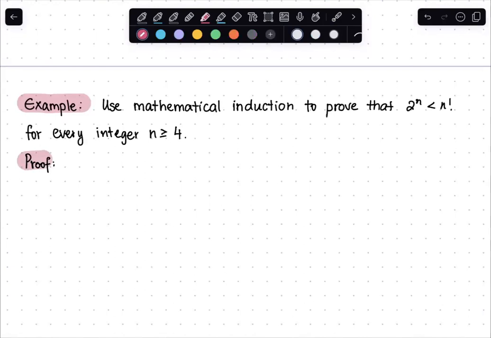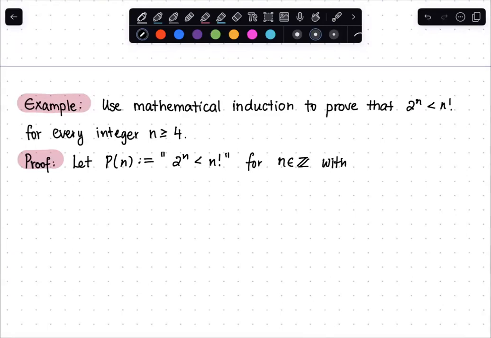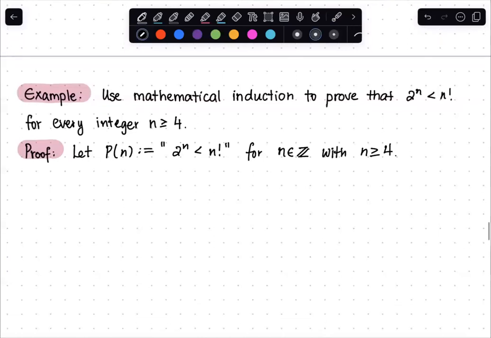So our propositional function, so we're going to say let P(n) be the propositional function that 2 to the n is smaller than n factorial for n in Z with n greater or equal to 4. So that's our propositional function. So now we start with the base case.